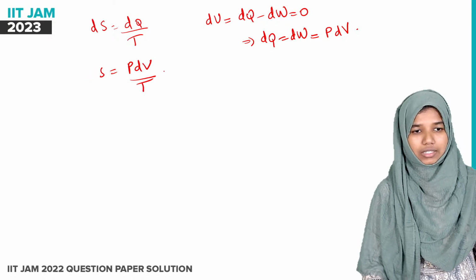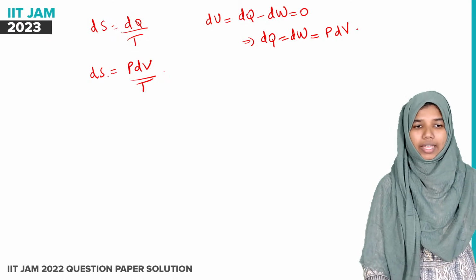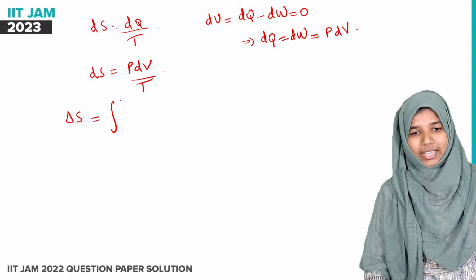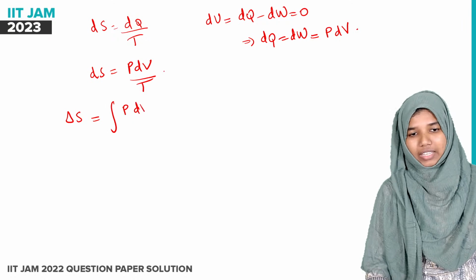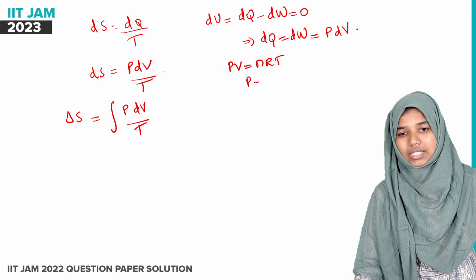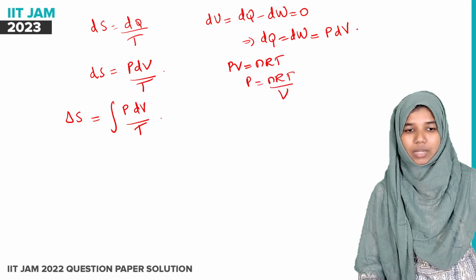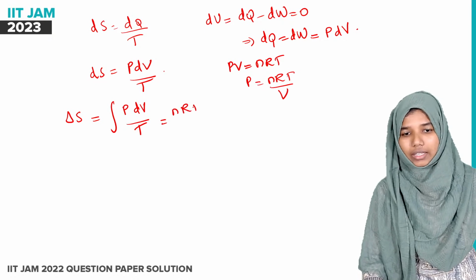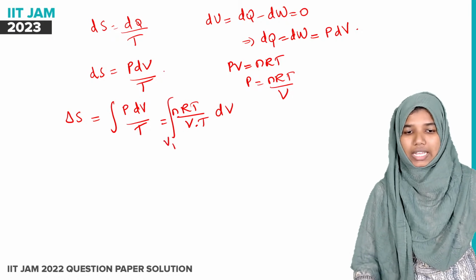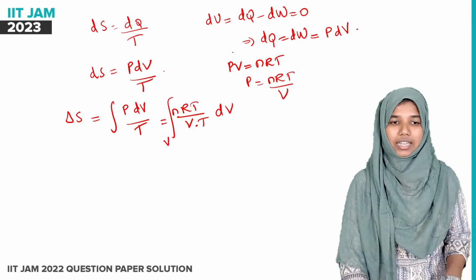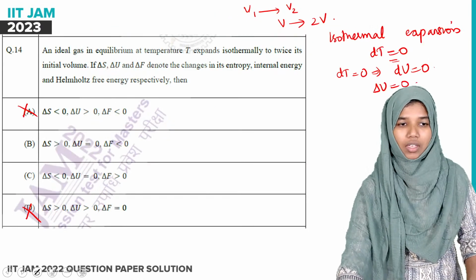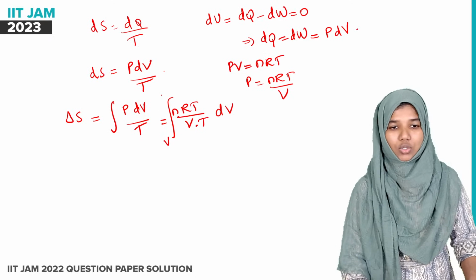So delta S can be written as P dV by T. Sorry, the elementary change in the entropy dS is equal to P dV by T. Okay, so the change in entropy delta S is given by the integral of P dV by T. For an ideal gas, PV is equal to nRT, or P is equal to nRT by V. So on substitution this is equal to the integral of nRT by V into T dV. And the volume changes from V1 to V2. In isothermal expansion, the volume changes to twice its initial volume. So V changes to 2V.